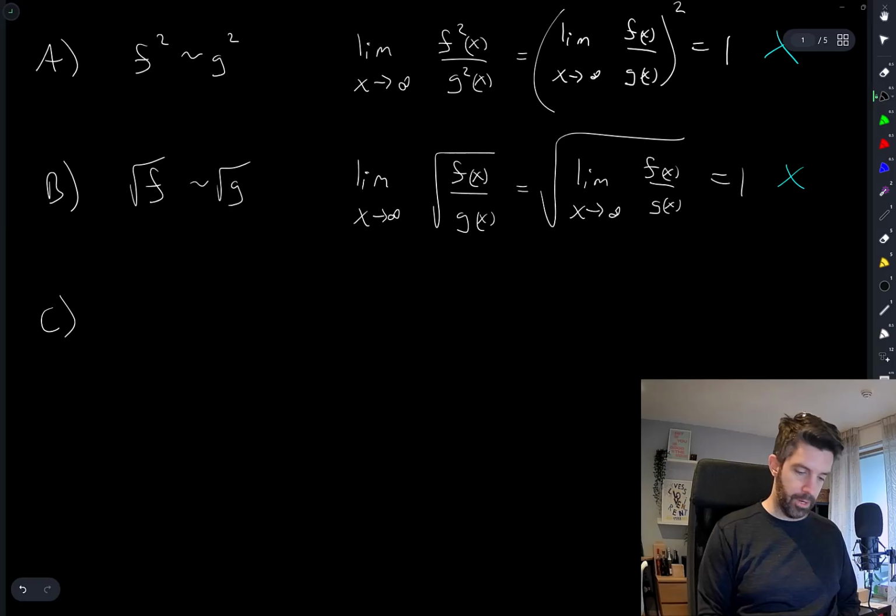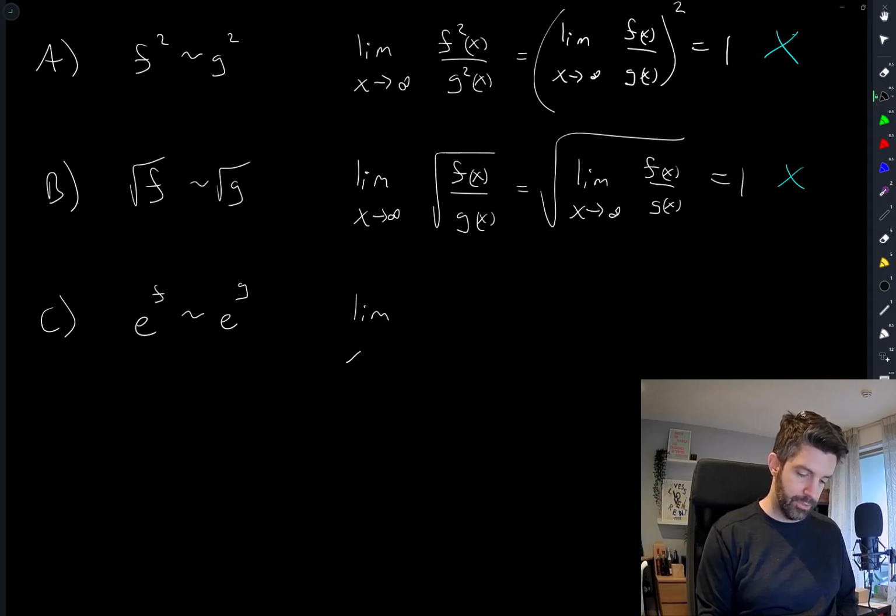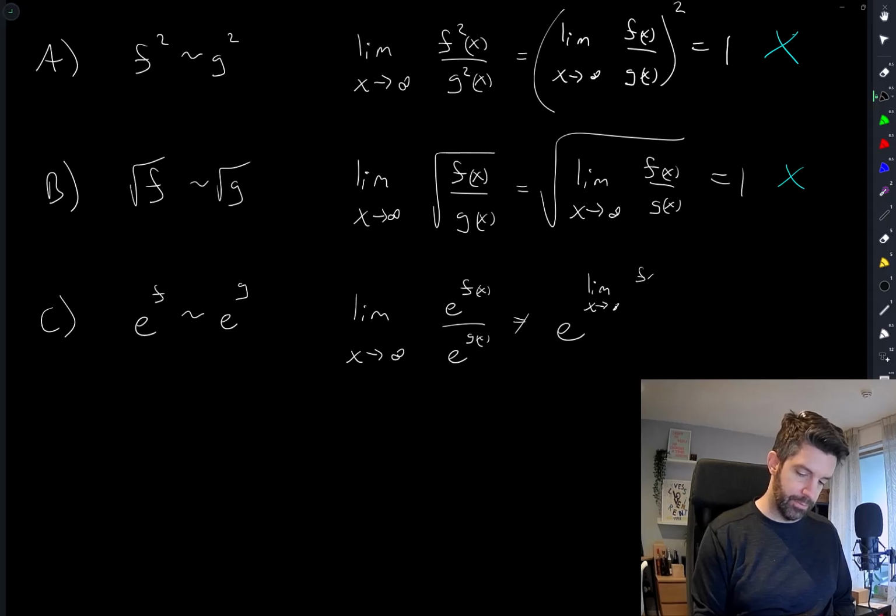So I'm fairly sure that the answer is going to be C, e to the f equivalent to e to the g. And the reason why we can't just make the same argument here, if we have e to the f of x divided by e to the g of x, is that this is not equal to e to the limit as x goes to infinity of f of x over g of x. And even if it were, this is equal to e.